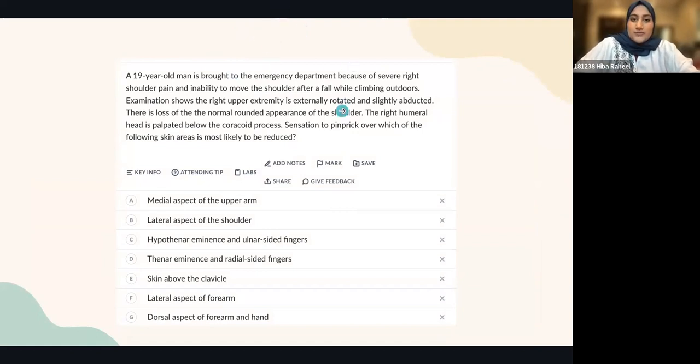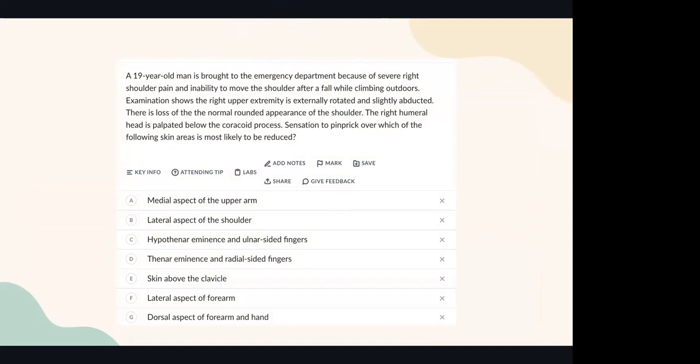Can anyone solve this question? Would anyone like to solve this question? I think this is one of the... 19-year-old. Yeah, go ahead. Okay.